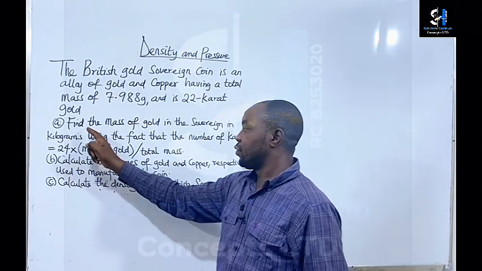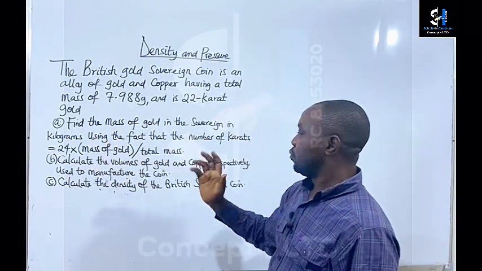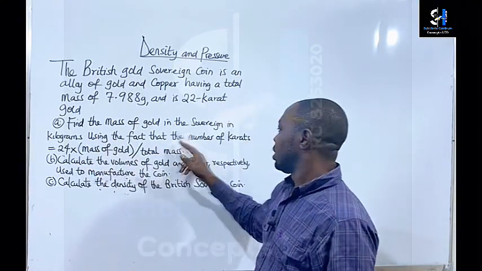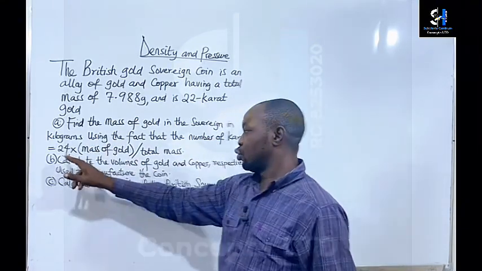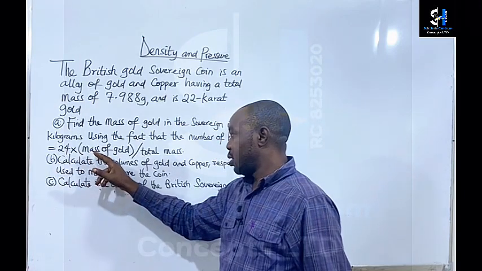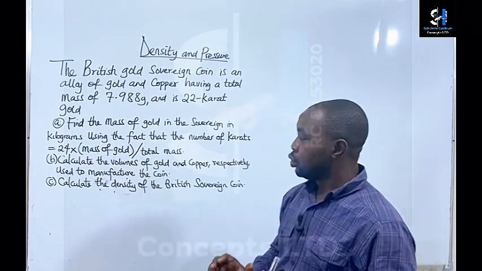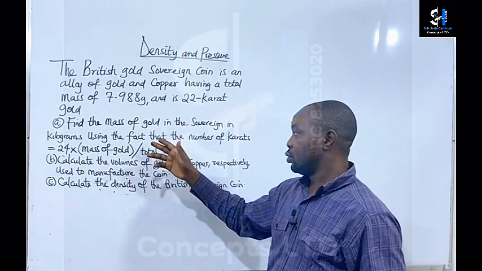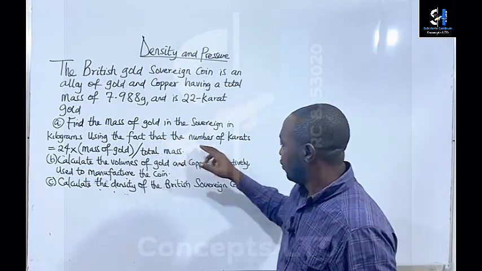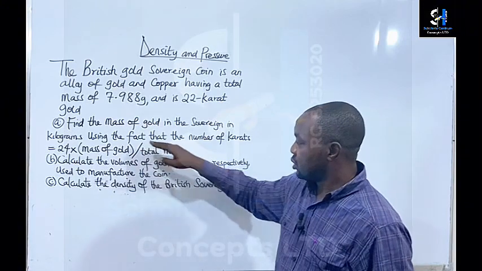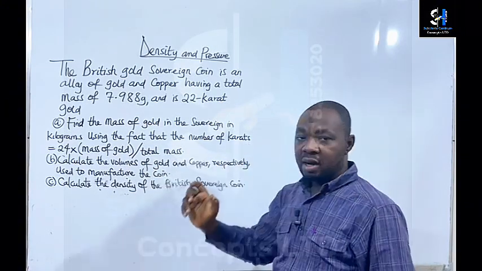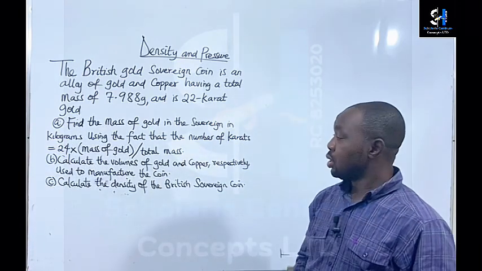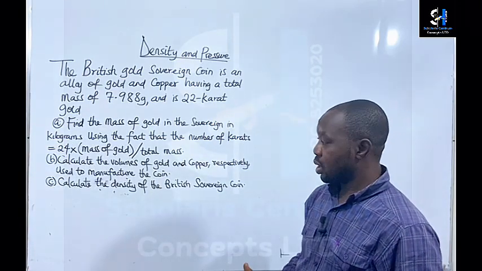The first question is for us to find the mass of gold in the sovereign in kilograms, using the fact that the number of karat is equal to 24 multiplied by mass of gold divided by total mass. So for us to calculate the mass of gold, we are going to use this information.